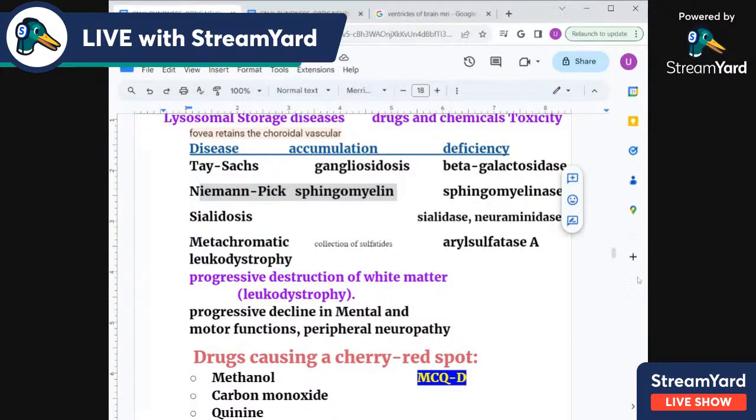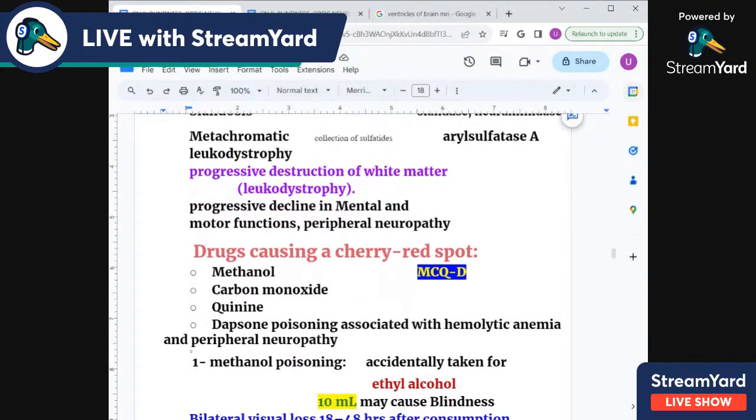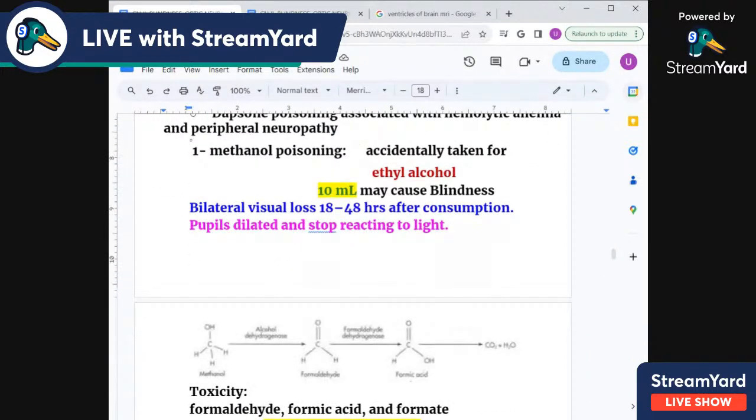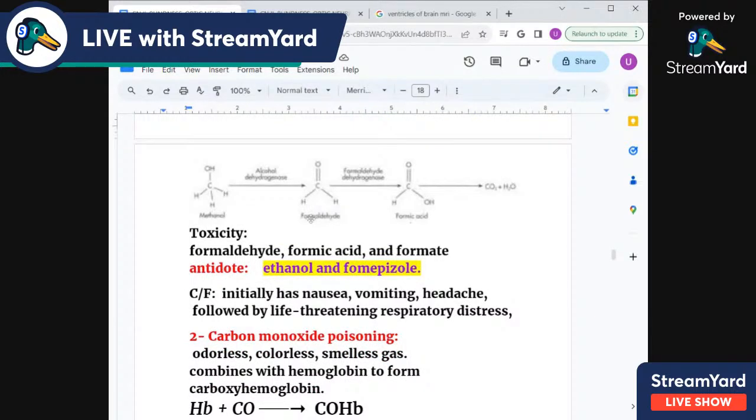Okay, and then the drugs that cause the cherry red spots are MCQD: methanol, carbon monoxide, quinidine, and dapsone. So methanol is taken accidentally for ethanol, and a very small amount can cause blindness. It causes bilateral visual loss 48 hours after the consumption with dilated fixed pupil. And the toxic metabolites in methanol poisoning are formaldehyde and formic acid, and the antidote is ethanol and fomepizole.